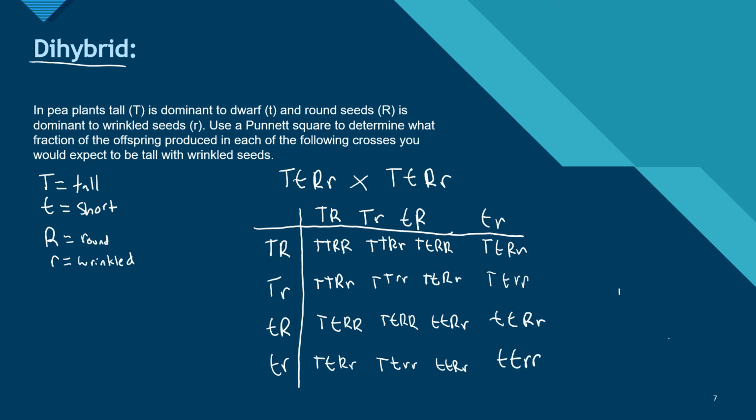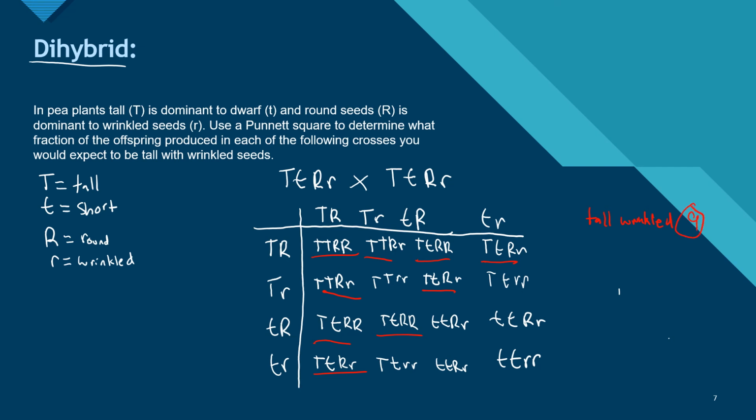Okay, so now you have to count them up to see how many are tall and wrinkled. So I count this one, it's big T, big R, which we can look at our list. That is, in fact, tall and round. Same with this one, same with this one, same with this one. And remember, even though there are some little r's and little t's in there, the big T and the big R are dominant over them. I see this one, this one, this one, this one, and this one. So I count 9 of those.